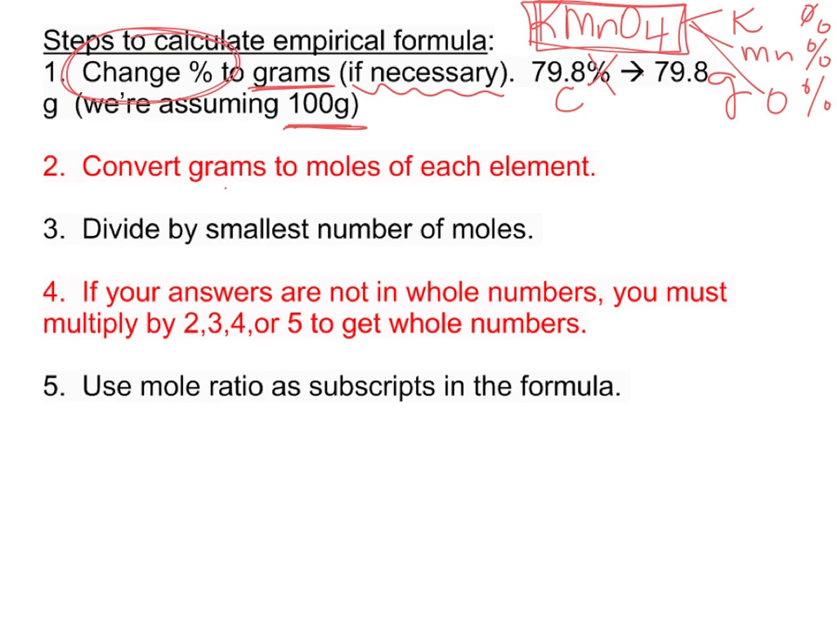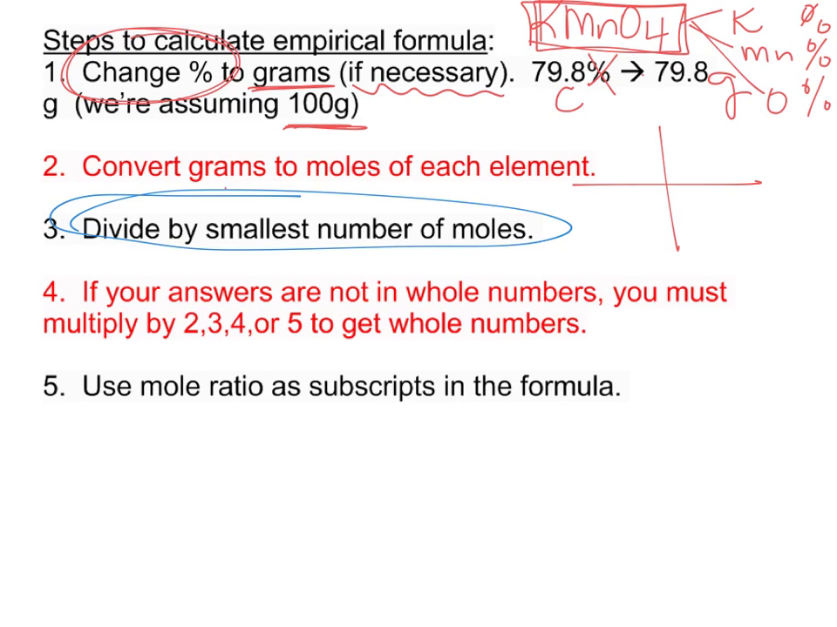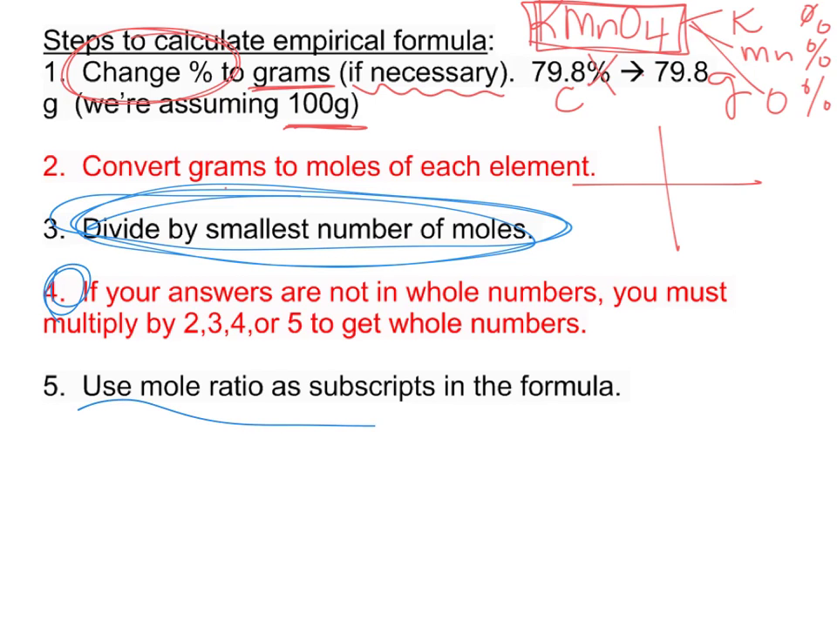Step 2, you're going to convert grams to moles. Quick little train track. Step 3, I would highlight it. It is the step everybody forgets. So we're going to divide by the smallest number of moles. We'll talk more about step 4 right here when we get to example 1 because it won't make any sense at this point. And then we're going to write new chemical formulas with our subscripts, and that'll make a lot of sense too when you see the example.